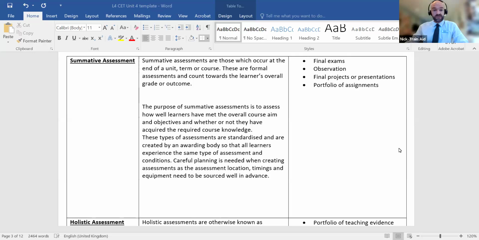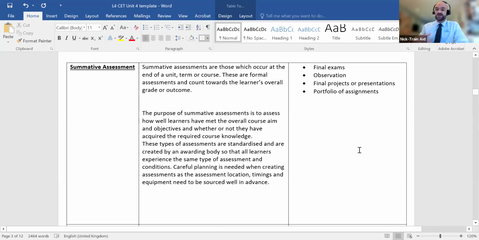In today's video, we are looking at the Level 4 Certificate in Education and Training, and we are looking at question 1.1, which is looking at the different types of assessment used within education and training. In today's video, we are looking at summative assessment. We're going to be finding out some examples, and we're also going to be discussing the conditions that you should use when creating your very own type of summative assessment. So let's get straight into it then.